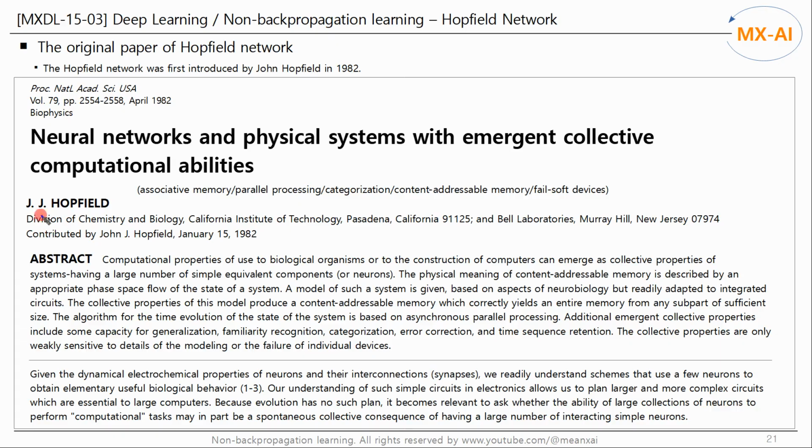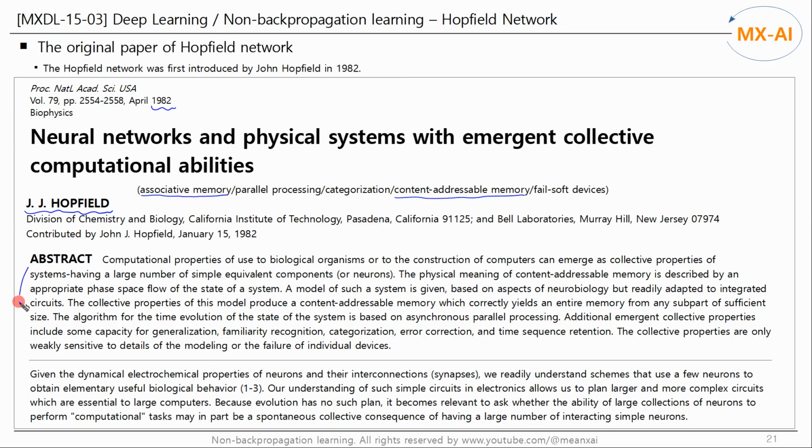Hopfield network was first introduced by John Hopfield in his 1982 paper. This is a neural network model that aims to emulate and understand the mechanisms of our memory that the brain performs when storing and recalling information. Hopfield network can be used for associative memory and content addressable memory.